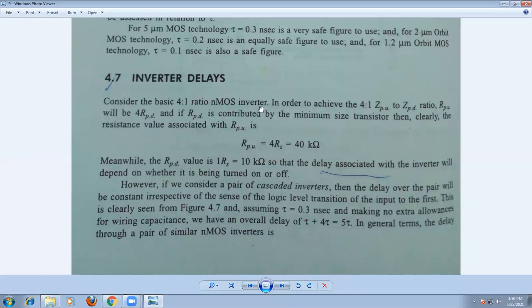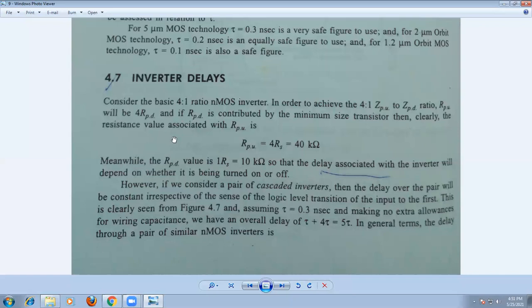Remember that point. So, if you consider the pull-up and pull-down transistors, the resistance of the pull-down transistor, assuming that the pull-down transistor is the minimum size transistor, that is the feature size or standard, then R pull up is equal to 4 times the value of R pull down. That is, R pull down is the minimum size transistor we are assuming here.